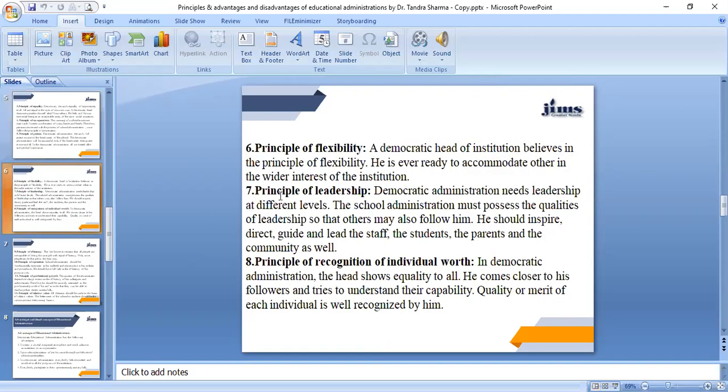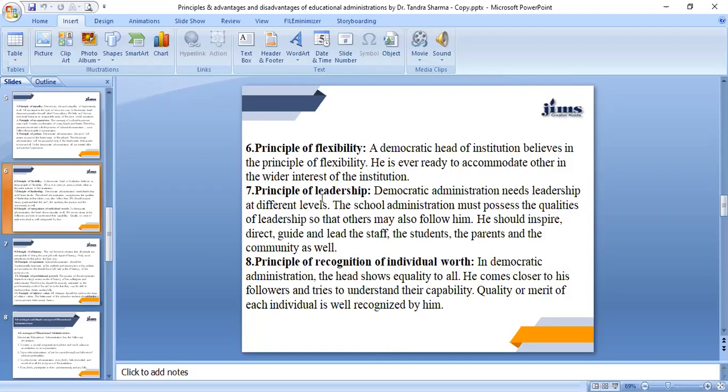The sixth principle is the principle of flexibility. Democratic administration does not allow any stereotyped ideas to bring about better results in policy and approaches. A democratic administrator believes in changes and not in rigidity. He modifies his plan of action in the light of his experiences and also on the constructive advice of his colleagues.